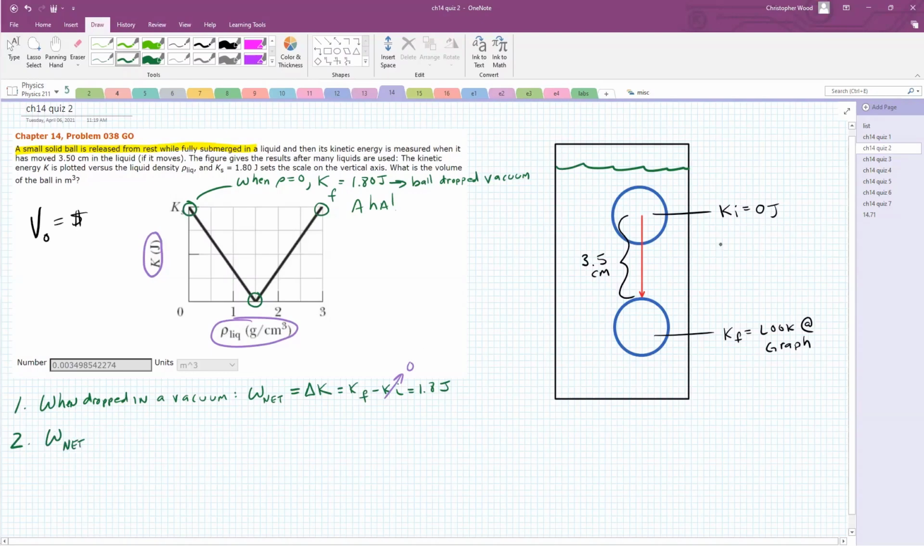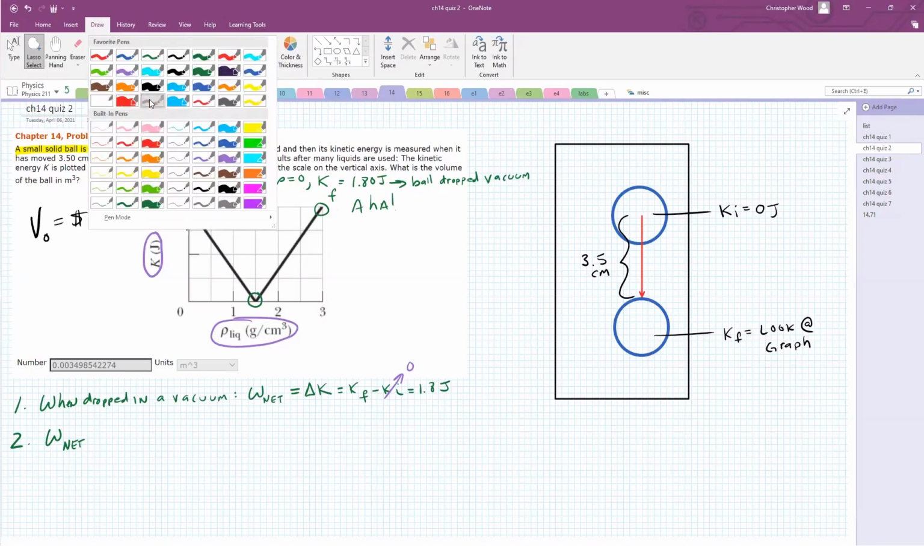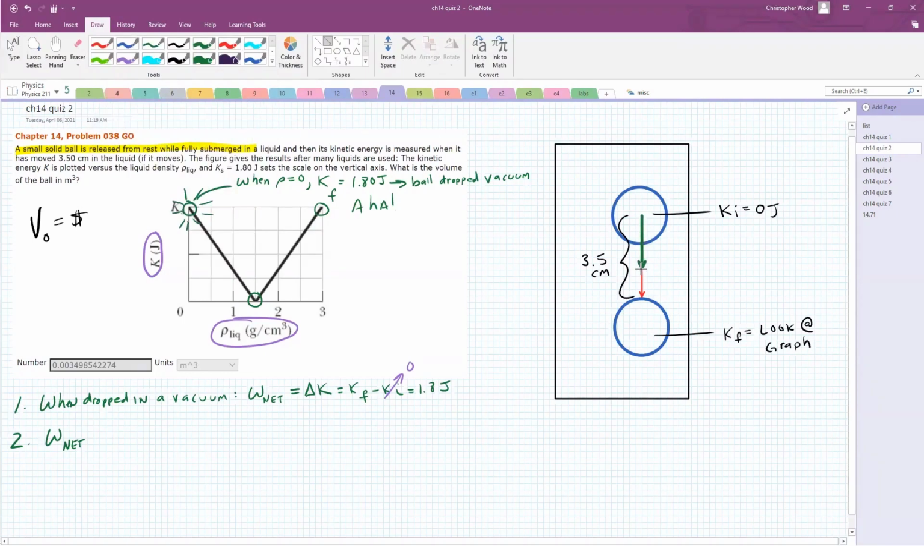As this object is falling in a vacuum, so I'm looking at this data point right here. If I'm looking at this data point, the object is falling in a vacuum. There is no fluid. It's just falling from that position, 3.5 centimeters down to this lower position. So there's only one force acting on this object, and that would be the gravitational force. So here's the gravitational force acting on this object. It's just going straight down. That's the gravitational force, equal to mg, the mass of the object times g. There's only one mass here. All right, so that's it. That's the net force.